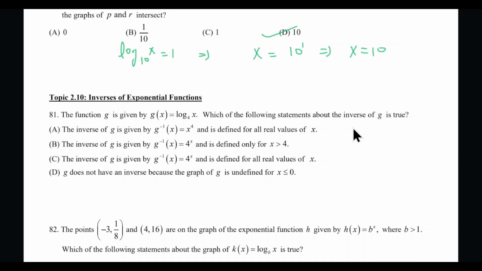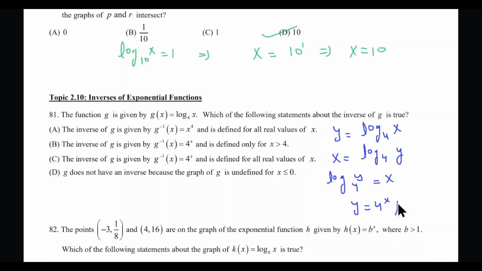Okay, inverse. How do we find the inverse, guys? We replace y with x and x with y, and then isolate y. So if we flip the equation, this is going to look like log of y with base 4 is x. So y is equal to 4 to the x. That's going to be the inverse.